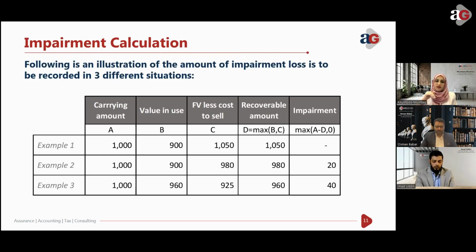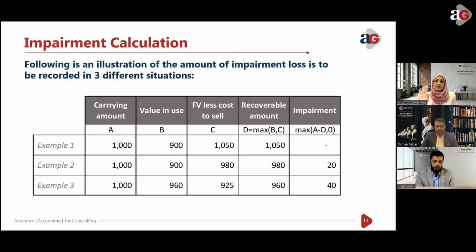The third example we have given, here our value in use is higher than the fair value less cost to sell. So our recoverable amount will become our value in use. Obviously, we have to take the higher of. And when we compare it with our carrying amount, there will be an impairment of 40.